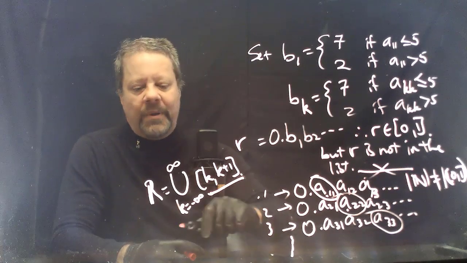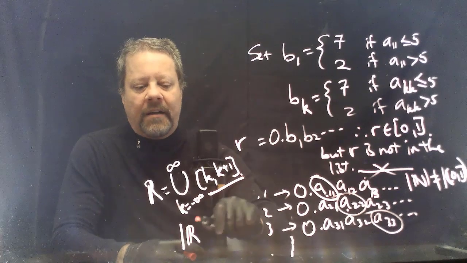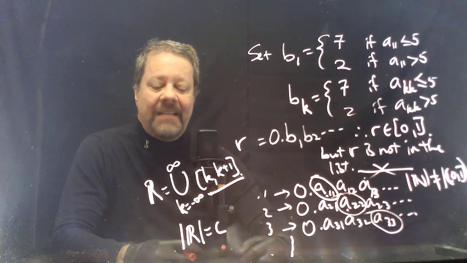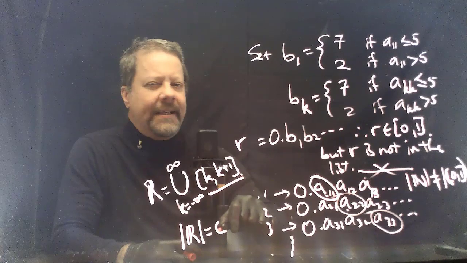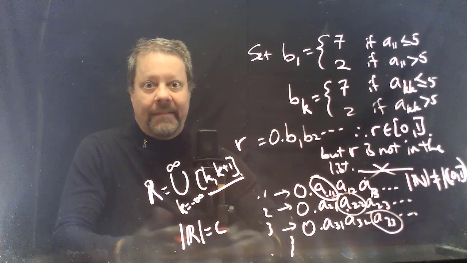And that's where we'll define the cardinality of the real numbers to be some number c, where c is the cardinality of the continuum, R being the continuum.